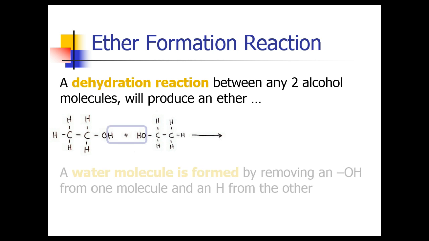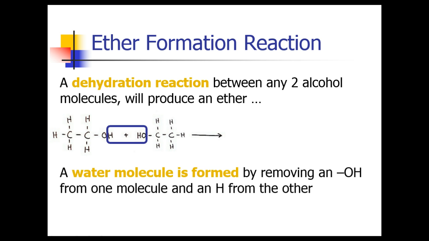Let's look at how it works. First thing that happens is the water molecule is formed by taking an OH from one molecule. I have the OH coming from the alcohol on the right, and the hydrogen from the other molecule. I have the hydrogen coming from the alcohol on the left. That of course produces an H2O, so water is going to be one of your products for this reaction.